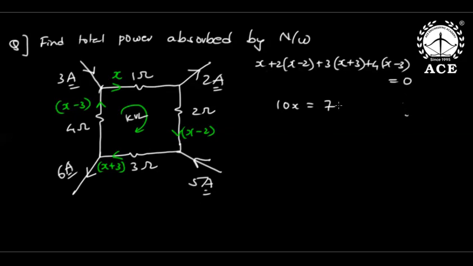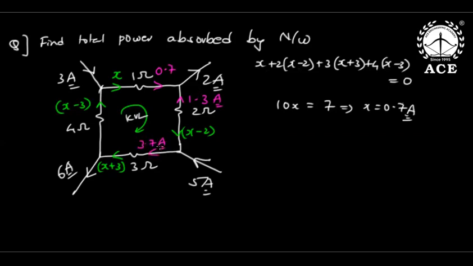So x is 0.7. X is 0.7 amperes. Now substitute. So this is clearly 0.7. Now this is 0.7 minus 2, which is minus 0.3. Minus 0.3 means it's going up. Minus means opposite direction. Now this is clearly 3.7.